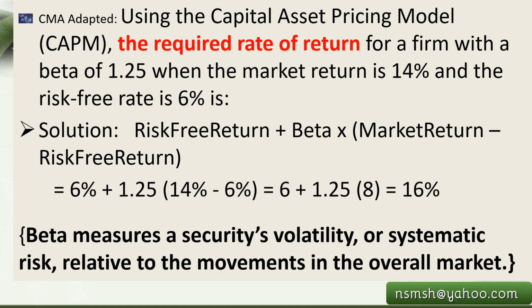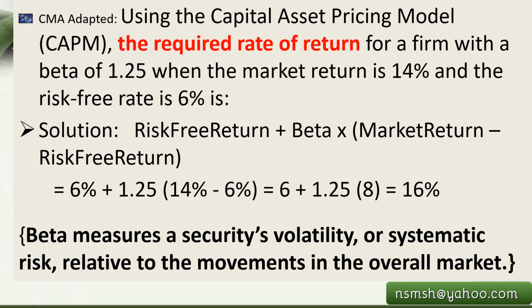Another CMA adapted question. Using the capital asset pricing model, what we need to find is the required rate of return for a firm, and the given values are a beta value of 1.25, a market return of 14%, and a risk-free rate of 6%. The solution is that the required rate of return is the risk-free return plus beta times the market rate of return minus the risk-free return. First take the market return minus the risk-free return, and that has to be adjusted by the beta value, and to whatever value comes out, we add the risk-free return. You get the required rate of return.